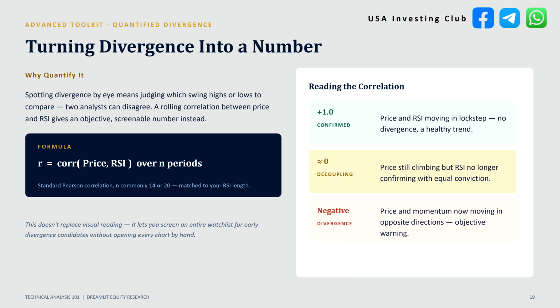To be clear, this doesn't replace visual reading of a chart. What it does is let you screen an entire watch list for early divergence candidates programmatically, without having to open every single chart by hand.